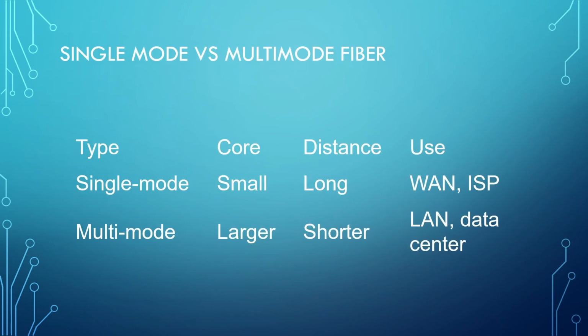You might have heard me mention single mode and multi-mode fiber in the last slide. Single mode has a small core that's used for long distances, mostly used for wide area networks and ISPs, and multi-mode has a larger core for shorter distances that's better used for local area networks and data centers.